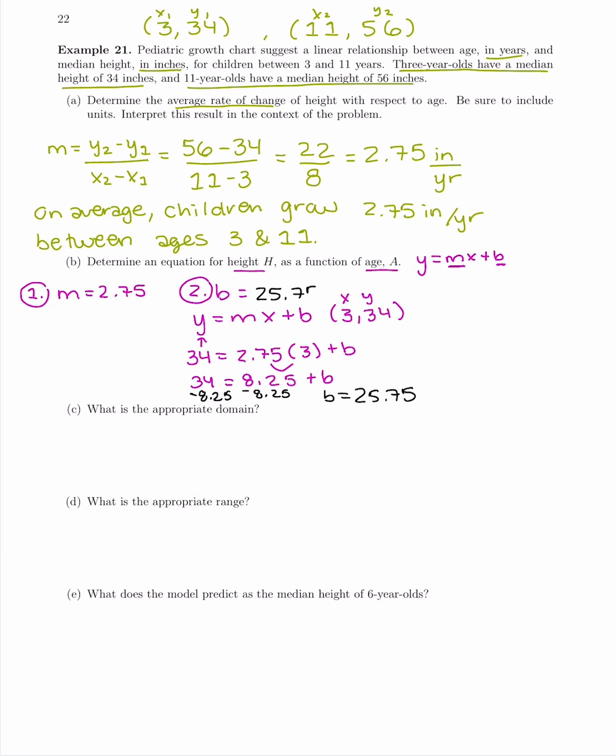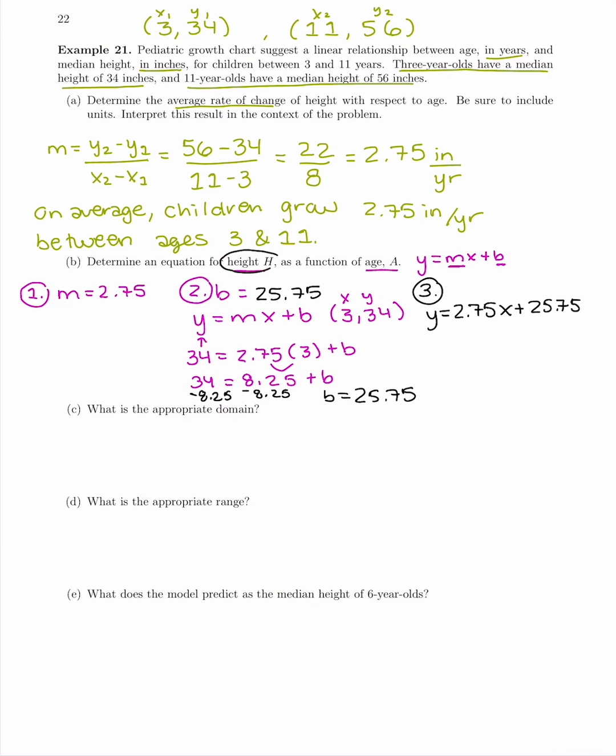So we're just given 2 points, and we can find the slope between them and use one of those 2 points to find b. If I would have used (11, 56), I would get the same exact answer, plugging that in for x and y and using m from the first step. So my last step is to write the equation. Y equals m, which is 2.75x, plus b, 25.75. But I want to pay attention.